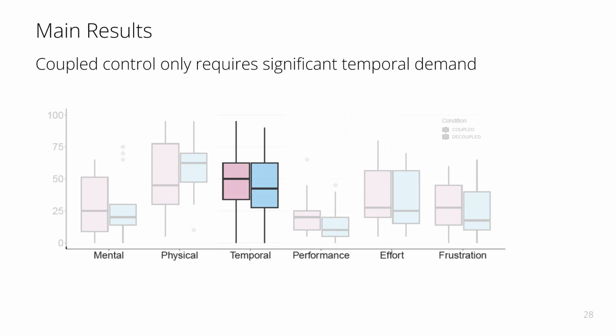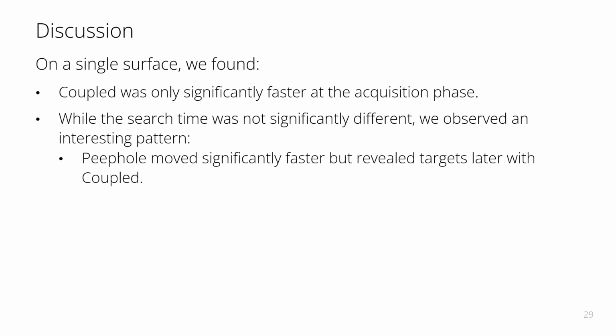For the task loads, the coupled control only required significantly more temporal demand. It is more preferred for its convenience and reduced physical load on the hand, and decoupled control is preferred for its accuracy, especially at small targets. On a single surface, we found that the coupled control was only significantly faster in the acquisition phase. While there were no significant differences in the search phase, we observed an interesting pattern: Peephole moved significantly faster but viewed targets later with coupled.